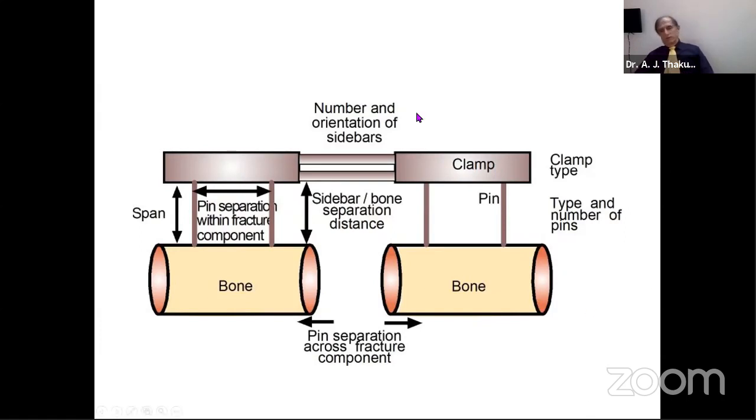We have various items that could affect the stability or the rigidity of the construct. We want the external fixator to be strong. So how we can make it strong or very stable depends on these factors: number and orientation of the sidebars, the span from the sidebar to the pin, the length of the pin which is exposed, how far the pins are away from each other, how far the bars are away from each other, and how the bones are separated. We'll take up these items one by one.